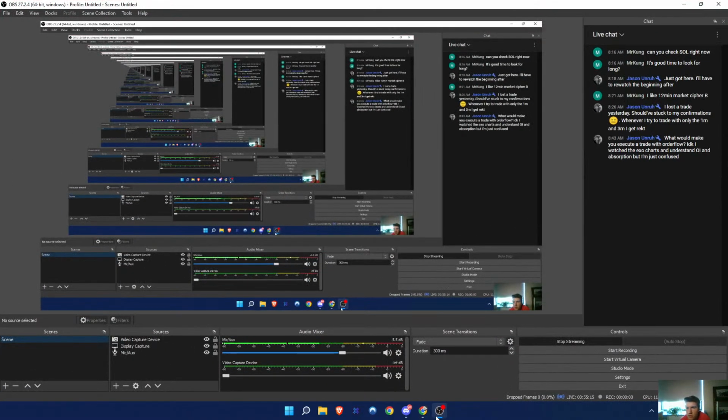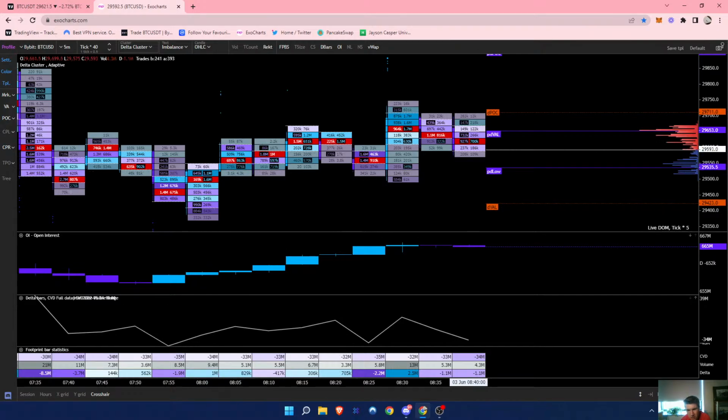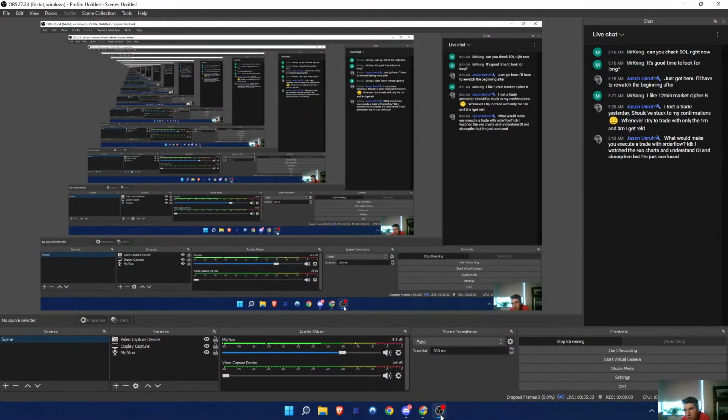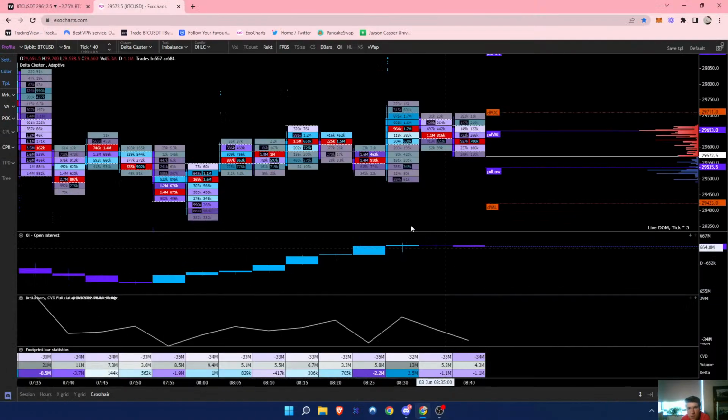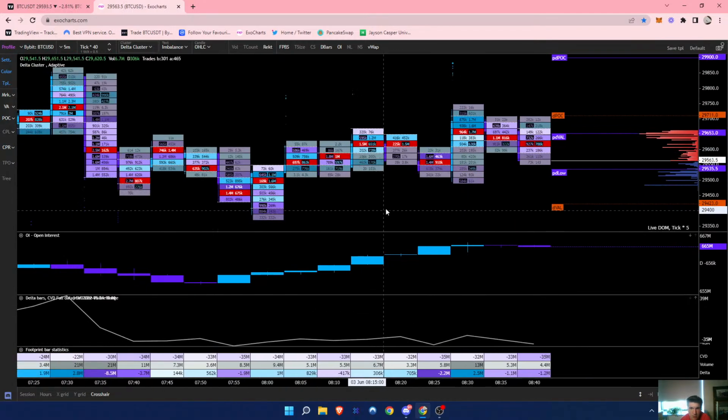What would make you execute a trade with order flow? I don't know. I watched the Exocharts and understand why an absorption, but I'm just confused. So again, stacked imbalances on order flow. Trapped shorts in this case, I would take a long. I think that's what you're asking. And then just a good amount of stacked longs coming in at support essentially.